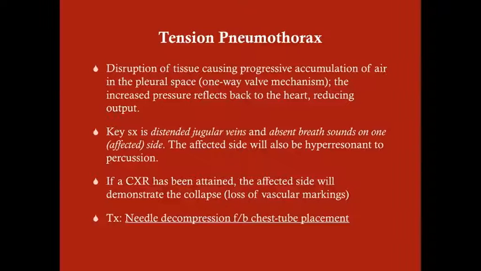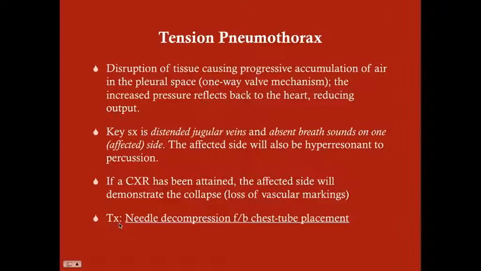to percussion. So if you've already gotten a chest x-ray, which you don't necessarily need to do, especially because this can be emergent, if you do get a chest x-ray, though, the affected side will demonstrate the collapse of the lung as well as the air in the space. I'll show you what that looks like on chest x-ray. Technically, this would be your best way to diagnose tension pneumothorax, but you can diagnose this clinically, especially if the patient is in severe shock.